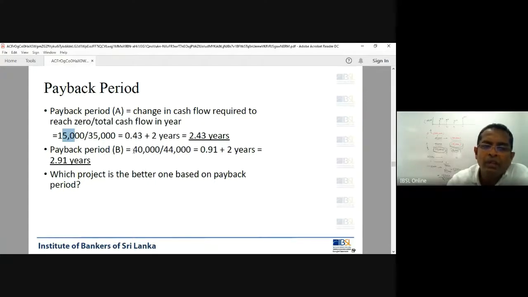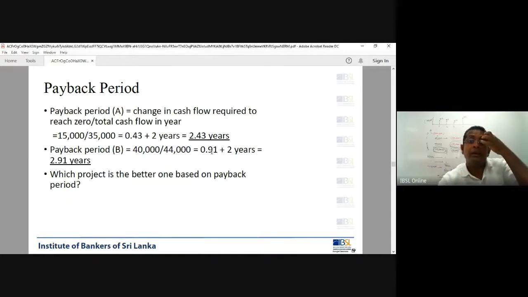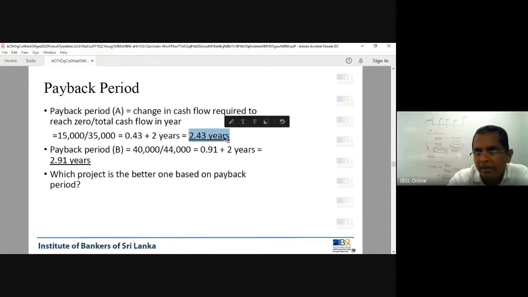Second scenario, 40,000 divided by 44,000, right? That is 2.91 years. So it is 2.91. Since this is faster than this one, 2.43 is faster recovery than 2.91. This is almost 3 years. This is less than half, 2.5 years. So project A is better in this scenario. Payback period method, project A is suitable and it is better.